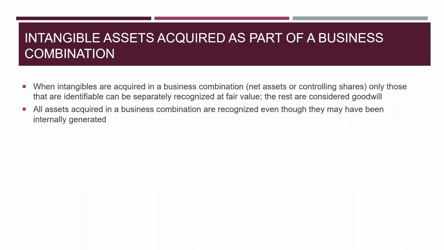Now, what happens when the intangible assets are acquired as part of a business combination? Here, only those assets that are identifiable can be separately recognized at their fair value. The rest of the amount will be considered as goodwill. All the assets that are acquired in a business combination are recognized even though they may have been internally generated. So this is very specific to business combinations only.